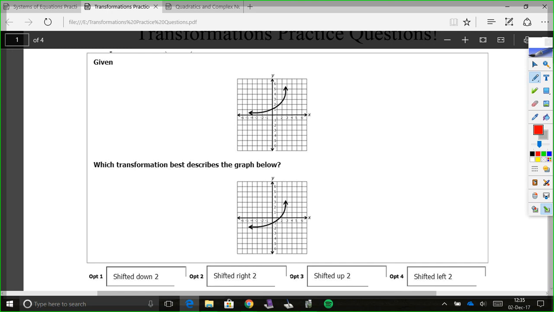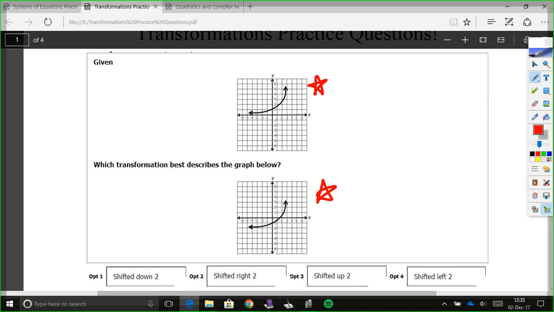Number one, you don't need your graph calculator with this. It's just asking you, given this top graph here, which transformation best describes the graph below? So if it started here on top and now it's transformed into this one, how did it move? Did it shift down two, shift right two, up two, or left two?